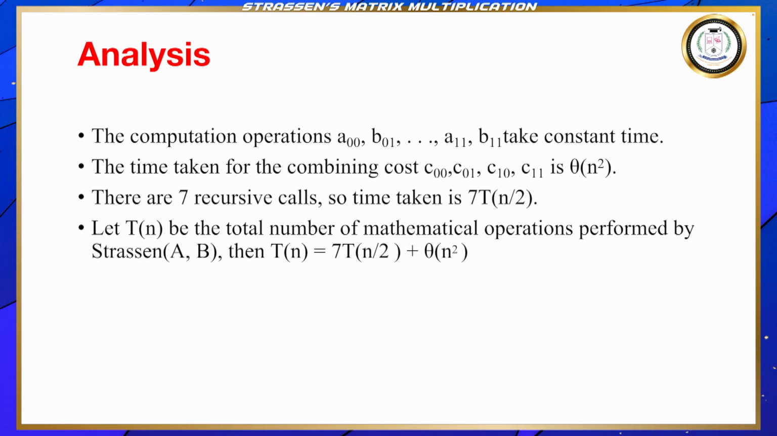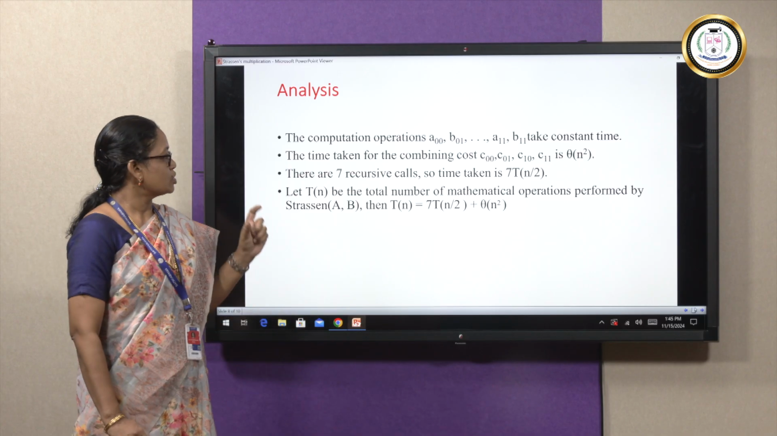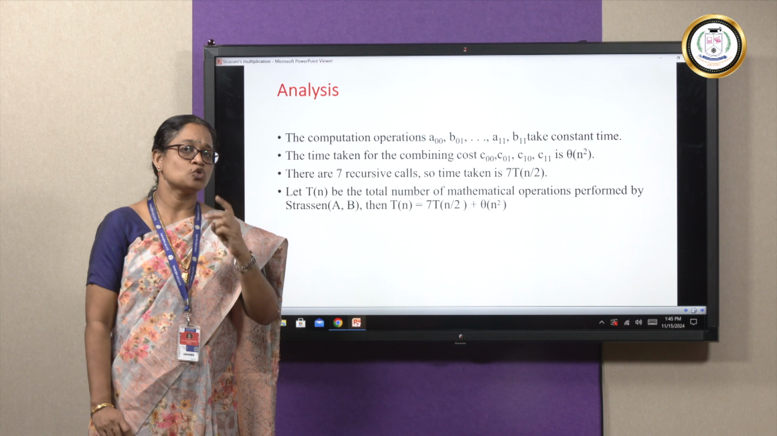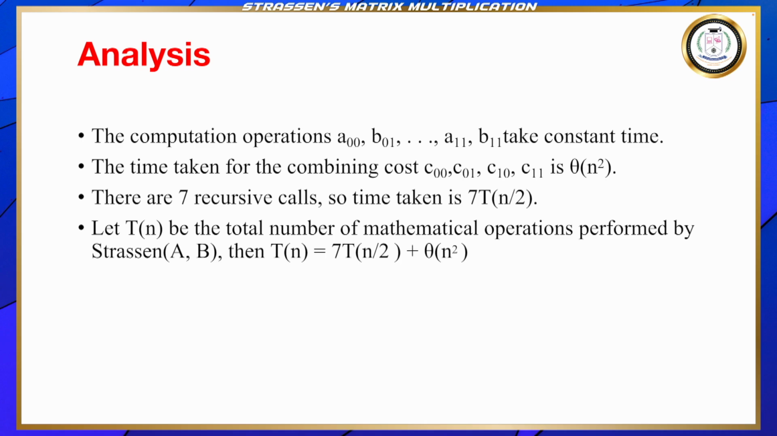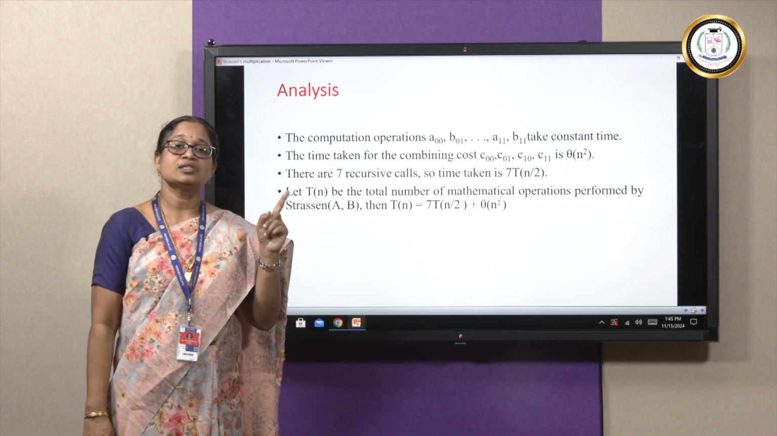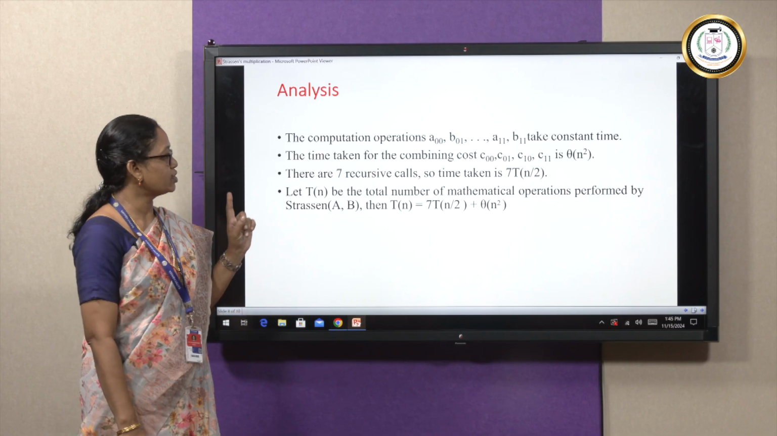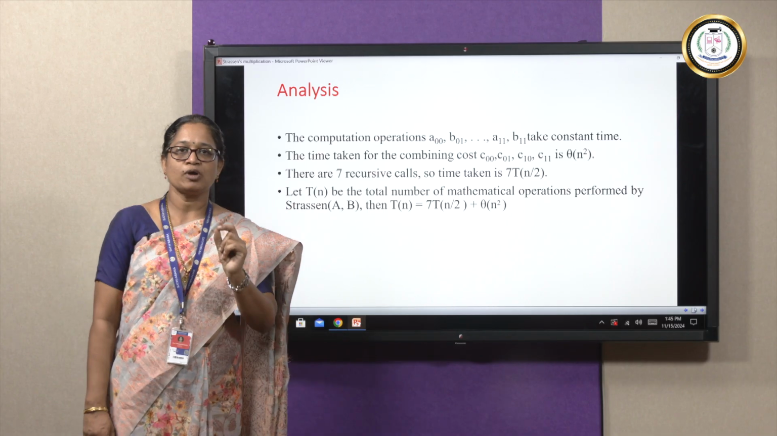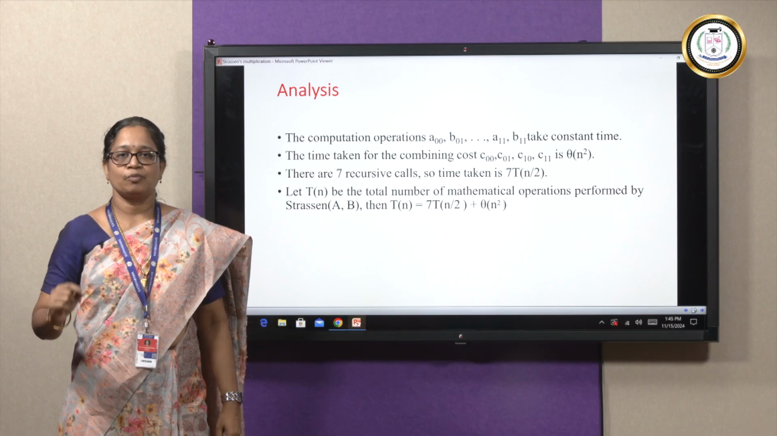Now we have come to the very interesting part, the analysis part. What is the time complexity of Strassen's matrix multiplication? Strassen's matrix multiplication does two processes. One is the matrix multiplication operations and the other is the combining cost. That is, the products are combined and we obtain the final result. There are 7 recursive calls, so 7 times we call the matrix multiplication operations, and each problem of size n is divided into n/2 subproblems.